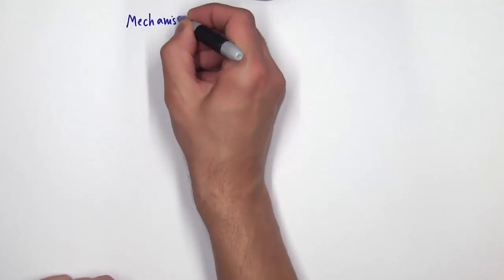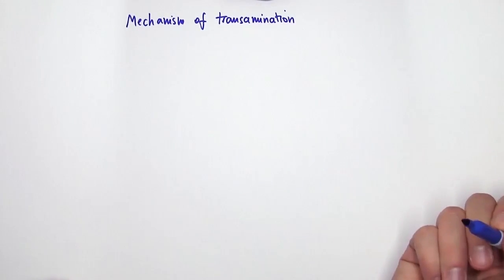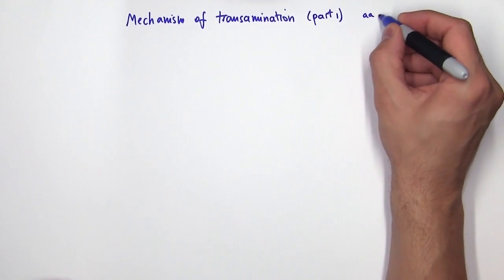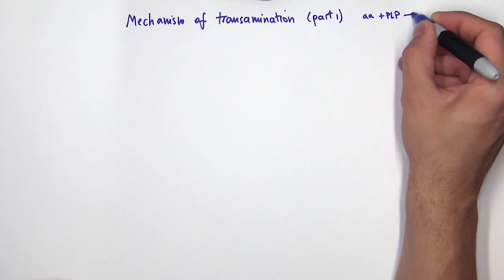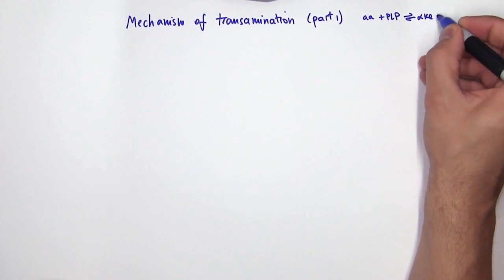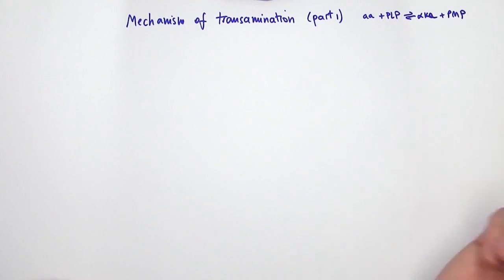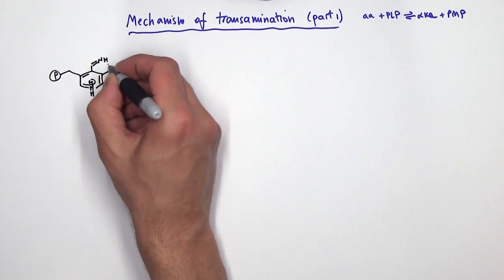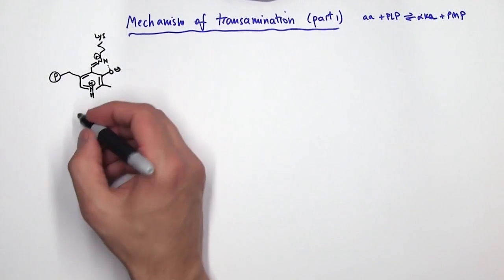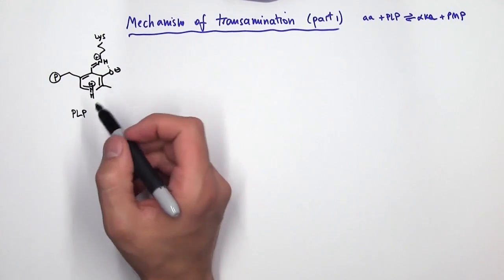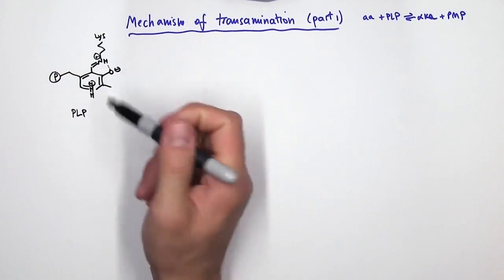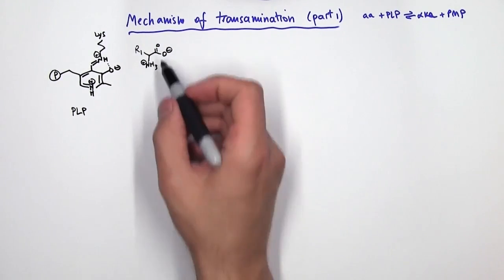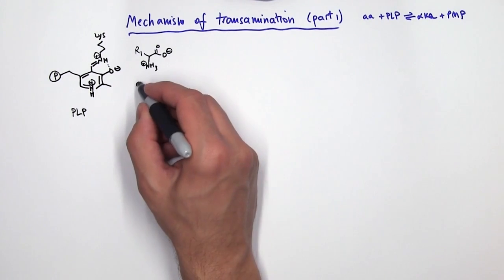Let's take a look at the mechanism of the transamination reaction. And in particular, we're going to take a look at part 1, which, as we discussed before, the amino acid reacts with PLP to form an alpha keto acid and PMP. Here is our cofactor PLP, covalently bound to the lysine in the active site of the enzyme via a Schiff base. And here is our amino acid, the starting material.